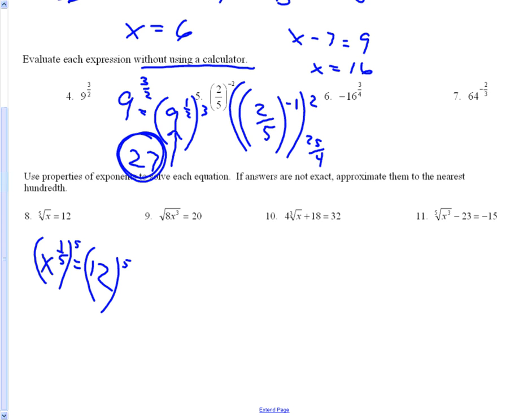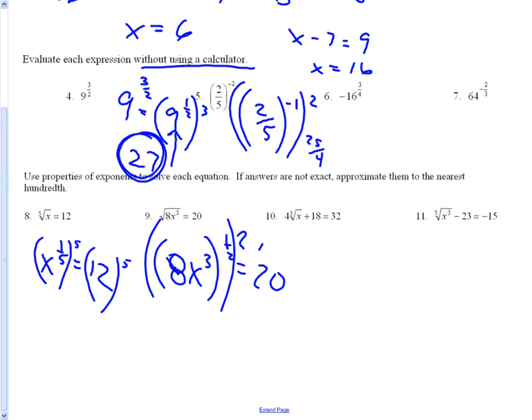Okay, over here, I have 8x to the third to the 1/2 equals 20. And if you try to divide by 8 on both sides, you're doing it wrong. If you try to put 8 to the 1/2, you're doing it wrong. What should you do? Square both sides. What's 20 squared? 400. And this one cancels. I got 8x to the third. Now I get rid of the 8 by doing what? Divide by 8, and then what? Put it to the 1/3 power. Okay.